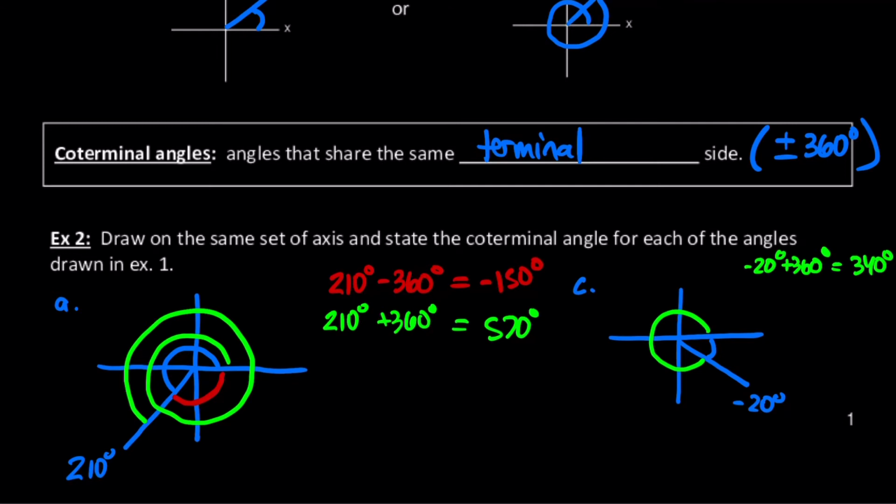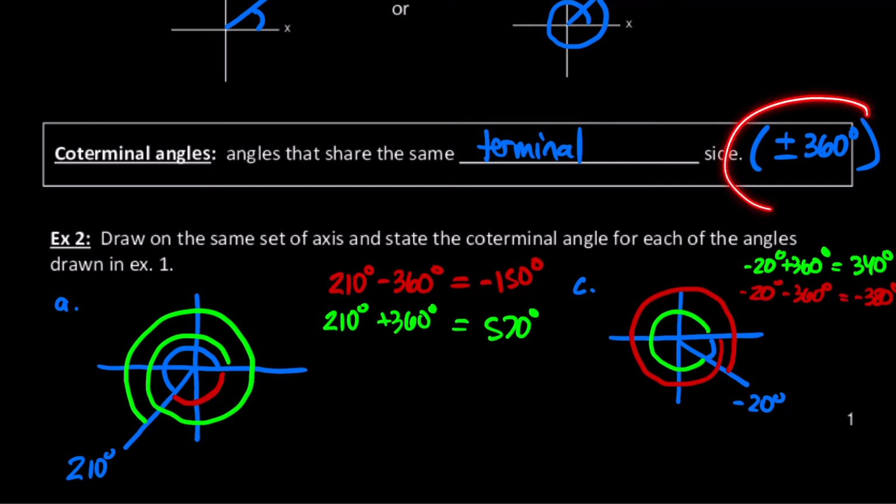Or what could you do? You could subtract: negative 20 degrees minus 360 degrees is negative 380 degrees. How would you get that? You would do this. All right, so there are a couple visuals of how you get coterminal angles, but for the most part, you just have to calculate them algebraically. You won't be sketching these all the time. It'll be a little quicker just to do that.